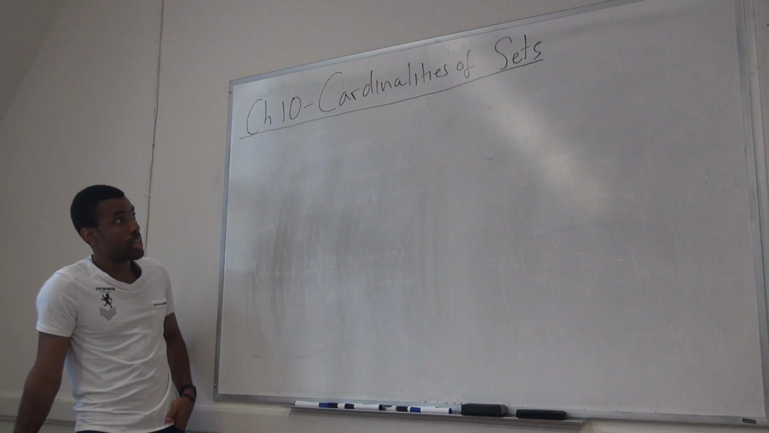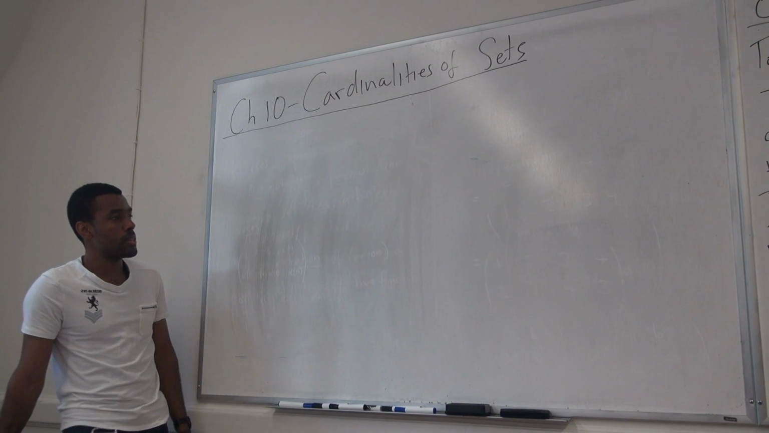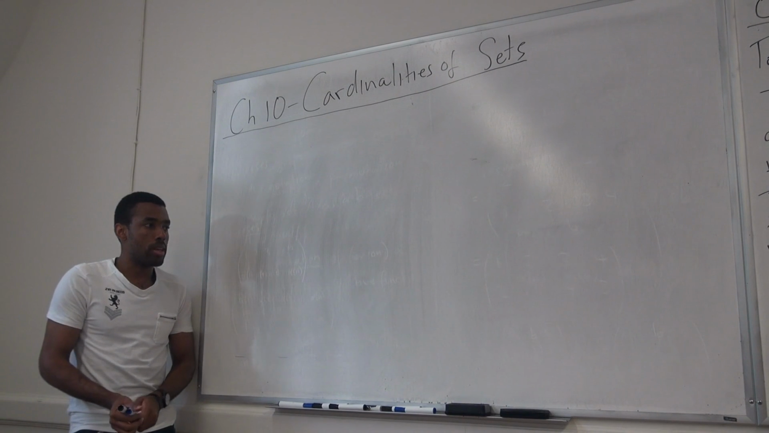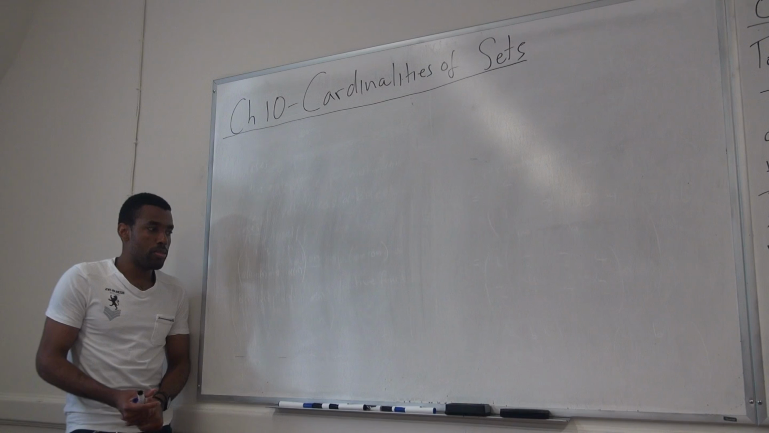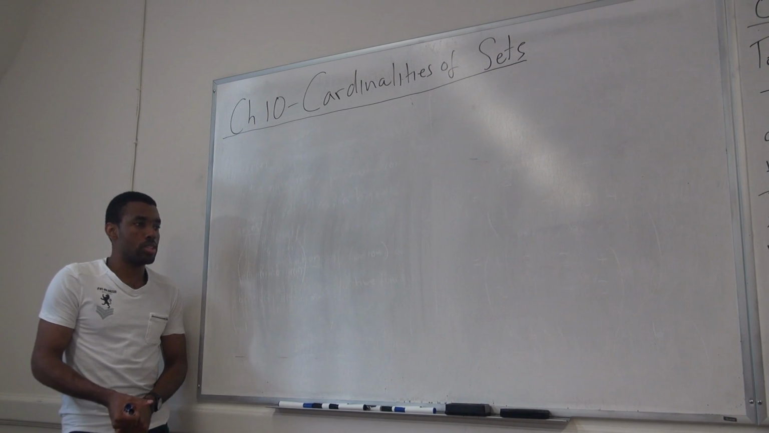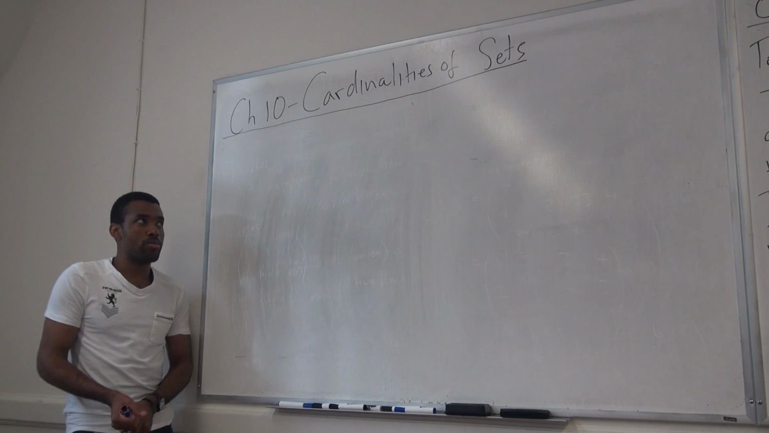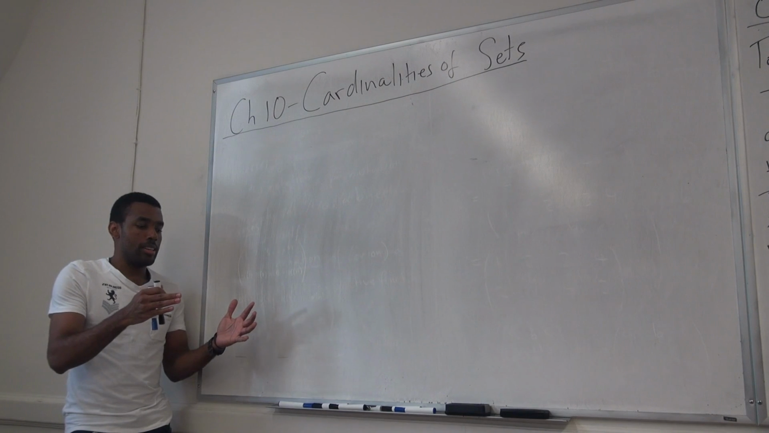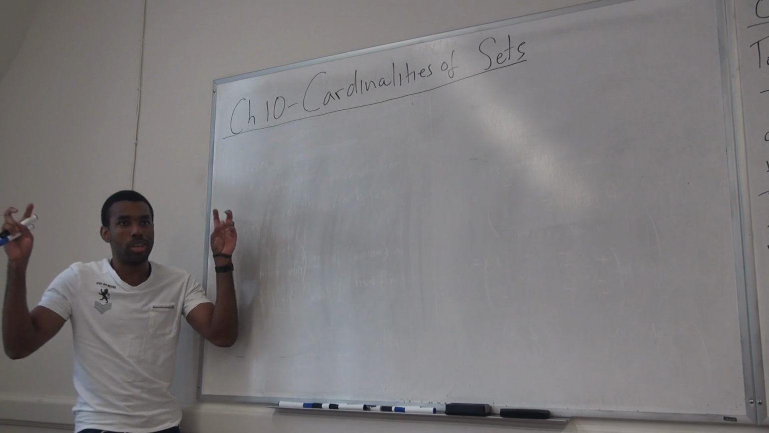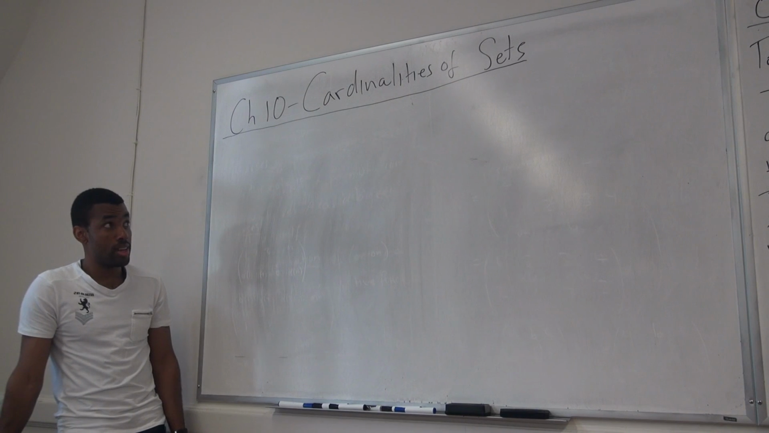And how we deal with that is we actually use functions, bijective functions in fact, which is why chapter 9 is very important. So the idea is, how do you actually count something that's infinite? Well, we don't really count it per se, but we try to figure out how big it is in relation to something else that we know the size of, right? And how we do that is we try to pair the elements off.